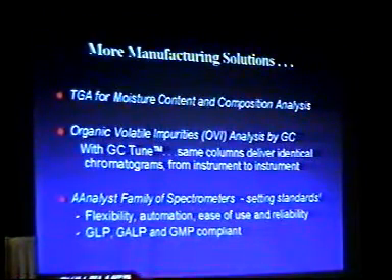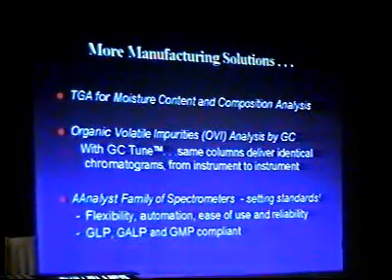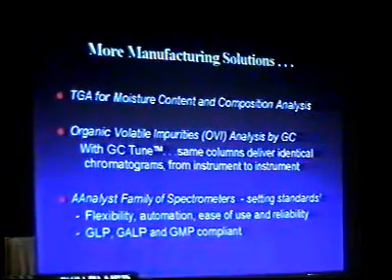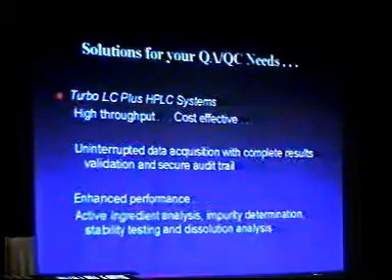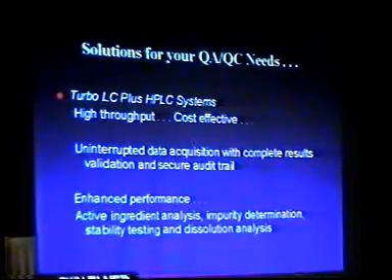Another area, for moisture content and composition analysis, is TGA, thermal gravimetric analysis. Then by GC you can find organic volatile impurities. Then by atomic absorption spectrophotometer you can find out the metal content. This is the area which is in QA/QC.